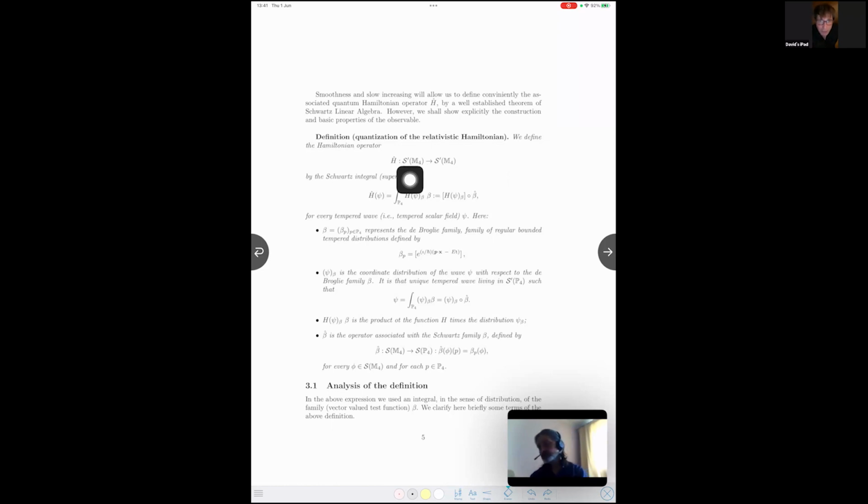So for every possible temporal distribution defined upon the Minkowski four-space, we have a value of the operator. The definition is the following one. We use the Schwartz integral, the generalized Schwartz integral. By the way, I recall to you the definition of this generalized superposition operator: it is simply the composition of a temporal distribution with an operator associated with a family of temporal distributions.